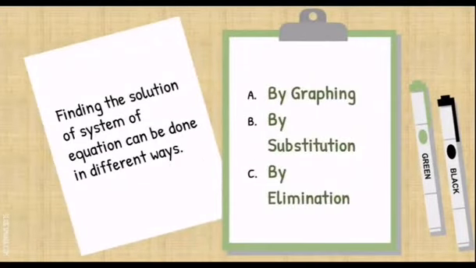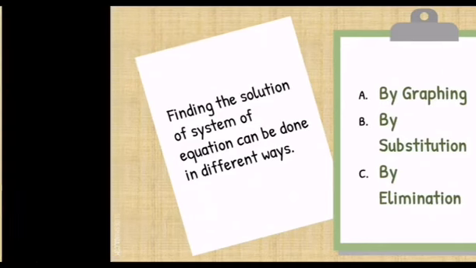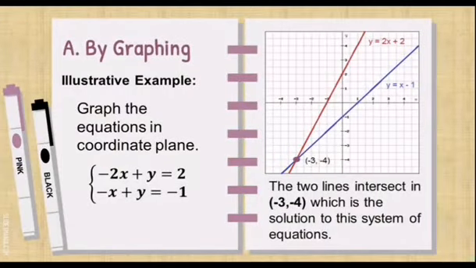Finding the solution of a system of equations can be done in different ways. It may be done by graphing, by substitution, and by elimination. Let us begin with the solution of a system of linear equations by graphing.